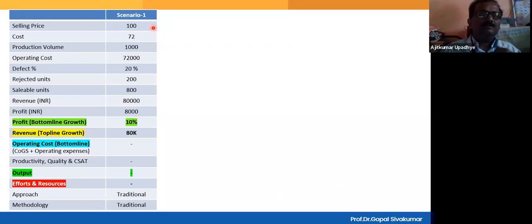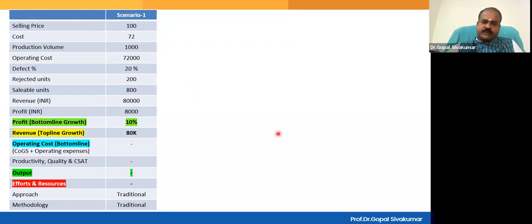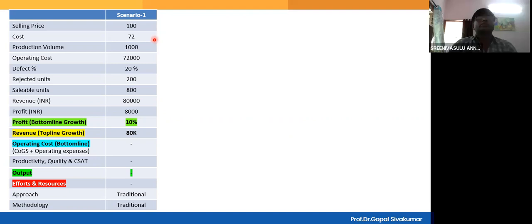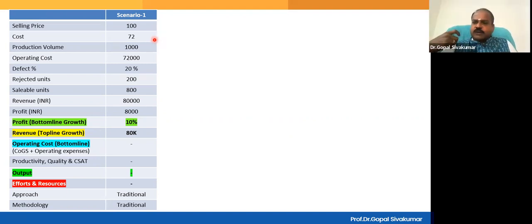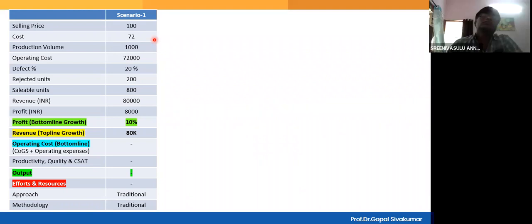So the direct cost of manufacturing plus operating expenses together can be called as operating cost. So let us assume for producing every single product in your shop floor, the operating cost is 72 rupees. Now there is a chance for you to make a profit of 28 rupees on every single product. This is the chance, the profit margin of 28%.